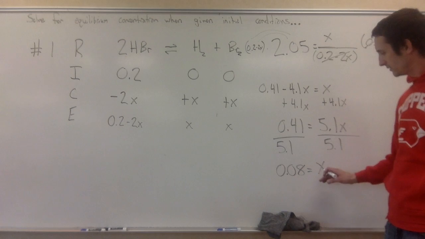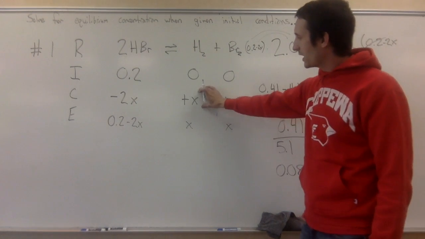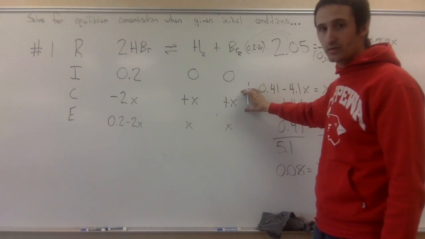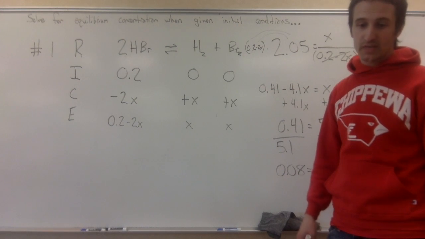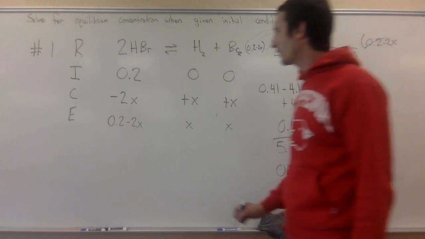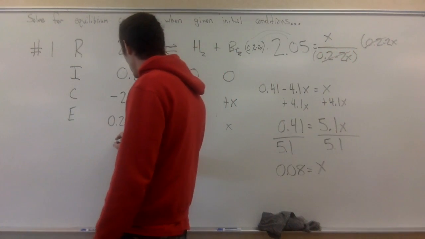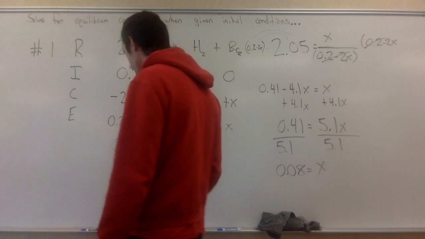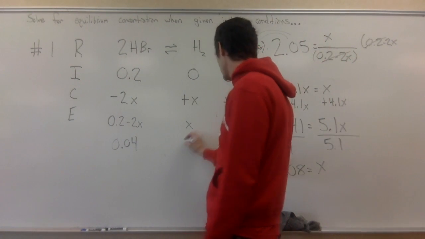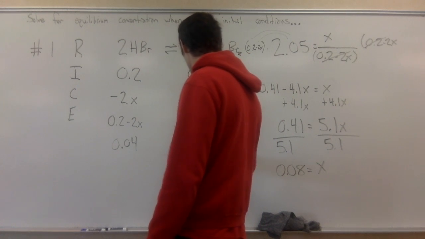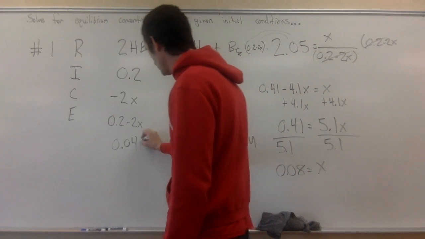And now we can put our chemistry brain back on and say, well, we know what x is, so that must be the change, right? And we can plug it in to determine what the equilibrium concentration of each of these substances is. If I plug in 0.08 for x right here, I get 0.04. Obviously 0 plus x is going to be 0.08 here, and 0.08 here. And those are concentrations now.